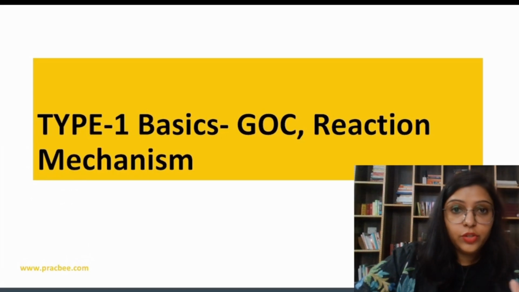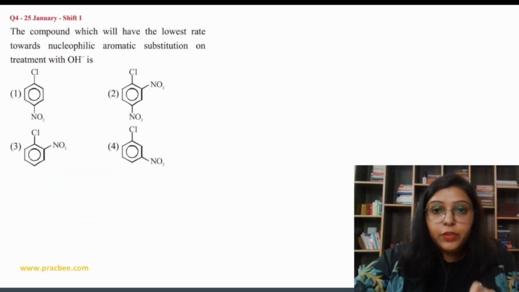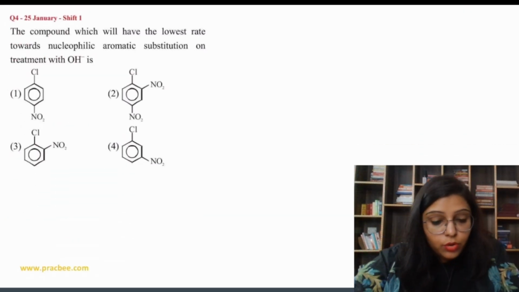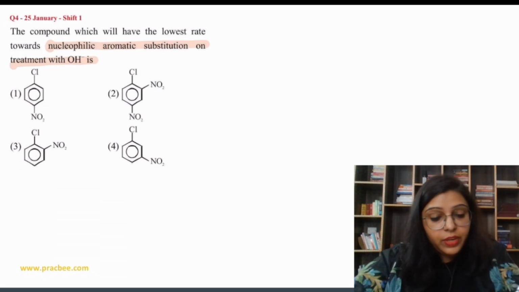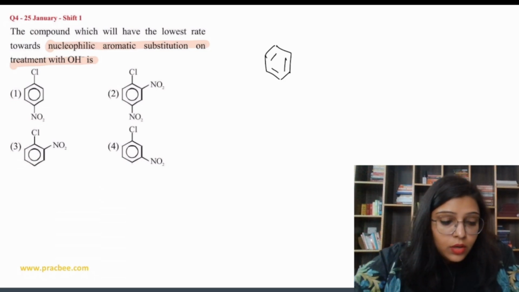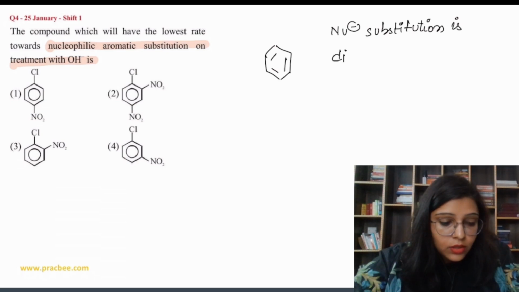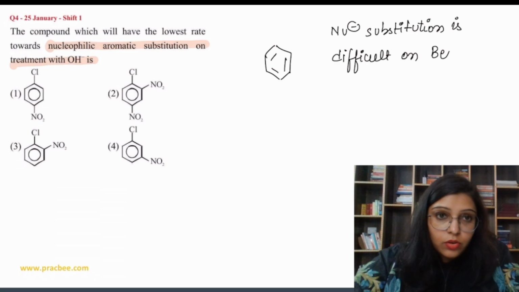Let's discuss question number one. The compound which will have the lowest rate towards nucleophilic aromatic substitution on treatment with OH minus. First of all, if you see all the options, we have the aromatic ring, which is benzene, and we have substituents on this benzene ring. Nucleophilic substitution is difficult on the benzene ring.